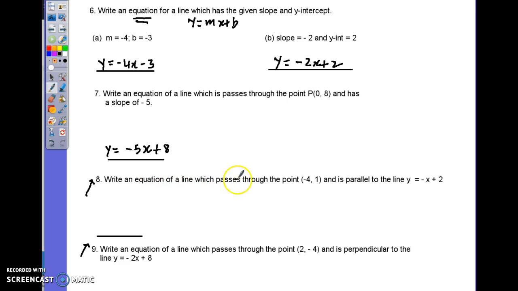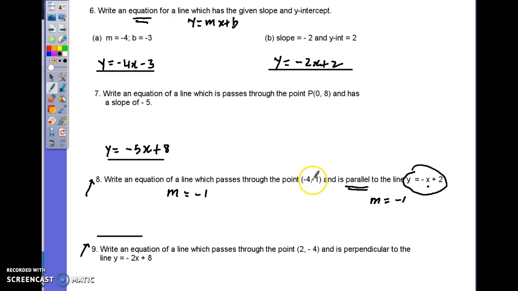It says write an equation of a line which passes through (-4, 1) and is parallel to this. Here's the word parallel. Then it has the same slope, because parallel lines have the same slope, correct? So the slope of this given line, I trust you know, is negative 1. That's what's before the x, negative 1. So the slope of the line we seek is going to be the same.